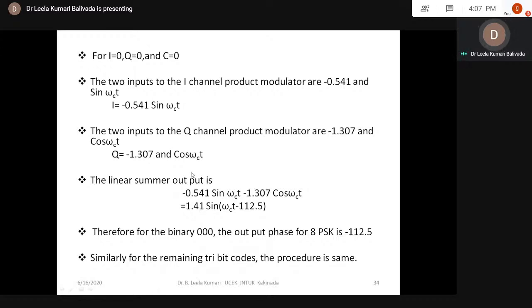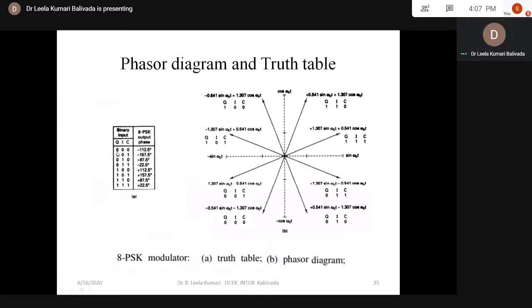Similarly, for the remaining tri-bit codes, the procedure is the same. We have 8 combinations. Just now we derived that -112.5 degrees is the 8 PSK output phase for 0, 0, 0, and the procedure is the same for the remaining 7 conditions. For 0, 0, 1, it is -157.5 degrees. For 0, 1, 0, -67.5 degrees. For 0, 1, 1, -22.5 degrees. For 1, 0, 0, +112.5 degrees. For 1, 0, 1, +157.5 degrees. For 1, 1, 0, +67.5 degrees, and for 1, 1, 1, +22.5 degrees.